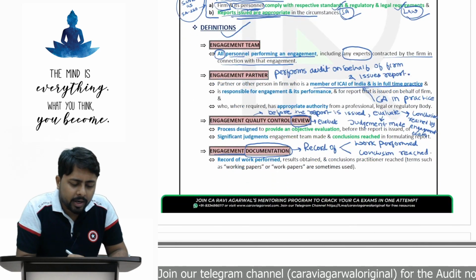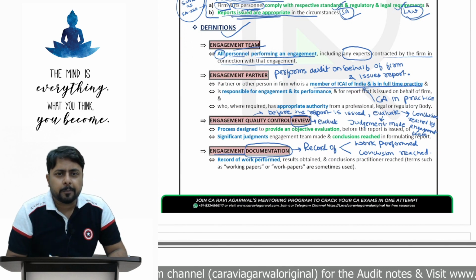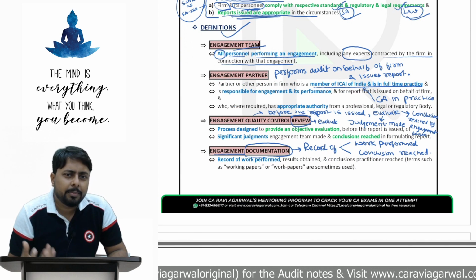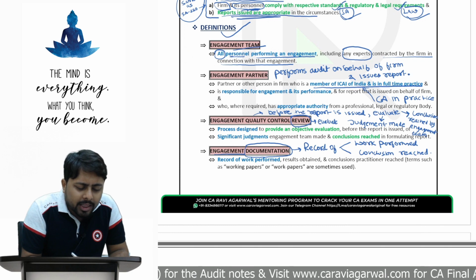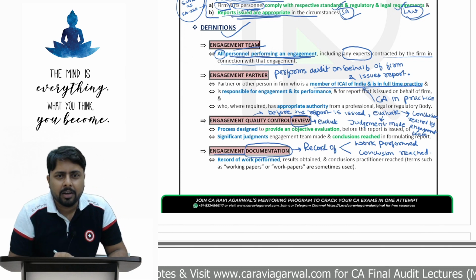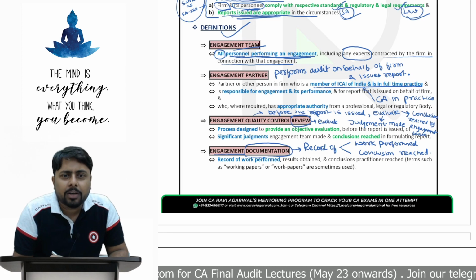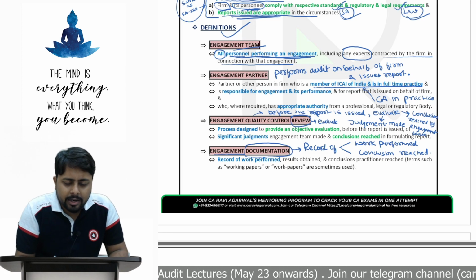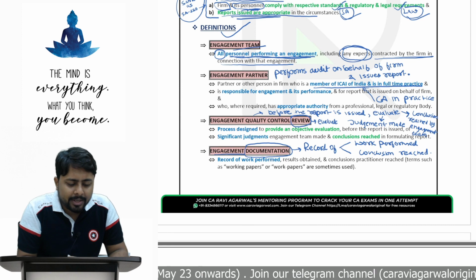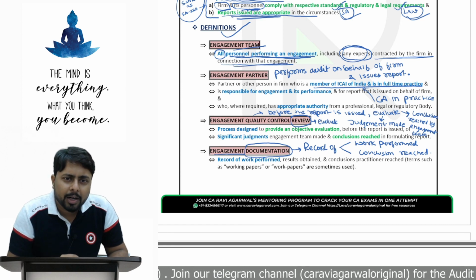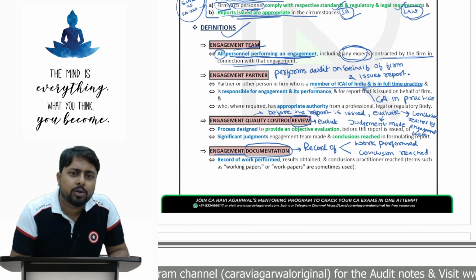So let's understand a few definitions. One definition is engagement team. You tell me now, who will be part of the engagement team? All the personnel performing an engagement. Will I include an expert also? Any expert contracted by the firm in connection with that engagement, will that expert be part of the engagement team? Yes, that expert will also be part of the engagement team.